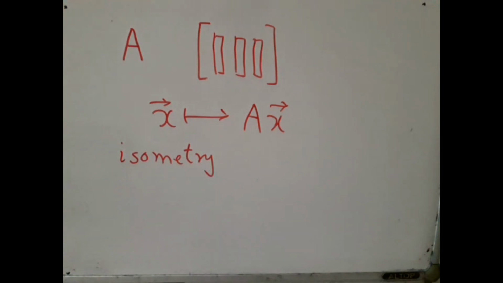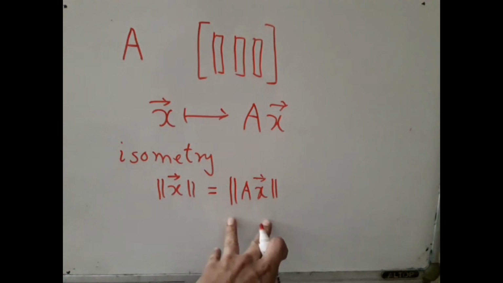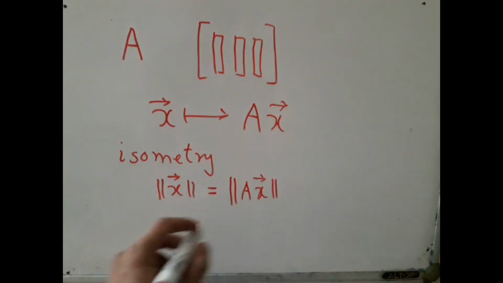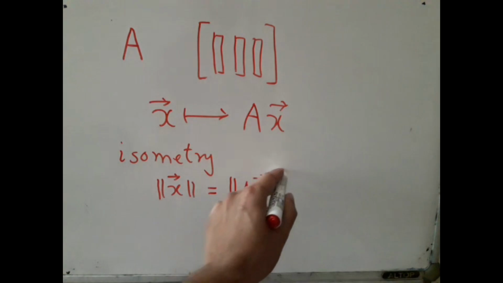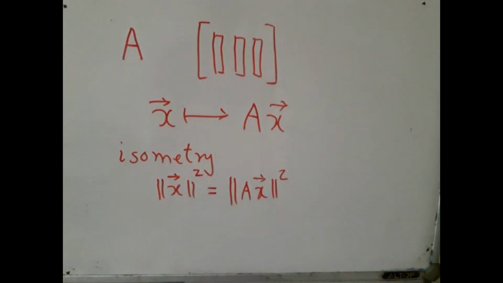Such a linear transformation, quite interestingly, must be an isometry, which means the norm of x must be equal to the norm of Ax. Now, why is that? This is pretty easy to see. I start with this, instead I start with its square. So if I take its square, I will just show that the squares are the same.